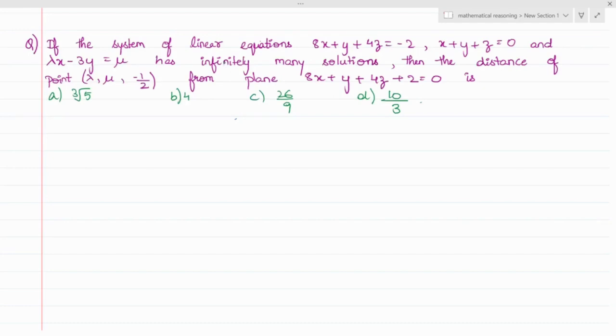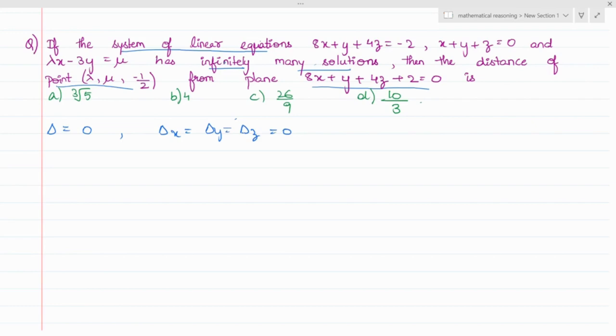In this question, it is given the system of linear equations has infinitely many solutions. Then we need to find the distance from this point to the plane. So basically, to find the distance, we need to know the value of lambda and mu, and we can find this lambda and mu using the hint which is given that this system of linear equations has infinitely many solutions. So what's the condition? Delta should be equal to 0 and all the delta x, y, z should also be equal to 0.